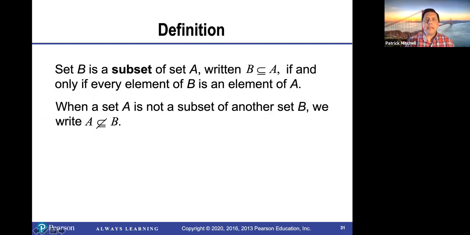Subsets. Set B is a subset of set A, which is written like this. Notice the similarity between this symbol and a less than or equal sign. If and only if every element of B is an element of A, all right? I've always felt that subset is a very simple concept that has a definition that just makes it sound way too complicated, all right? Basically, a subset is a smaller set that lives inside a bigger set, okay? When a set A is not a subset of another set B, then we write it like this: A is not a subset of B.